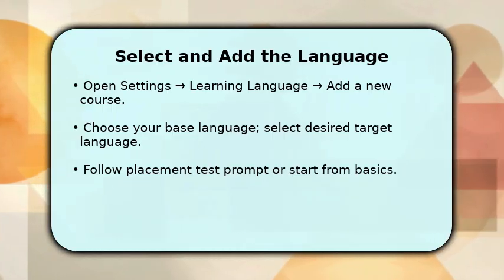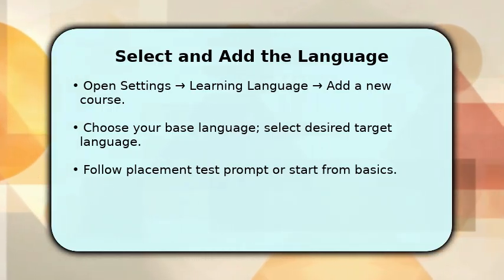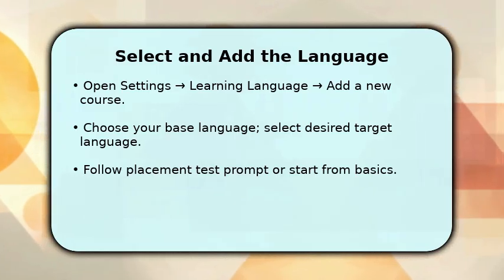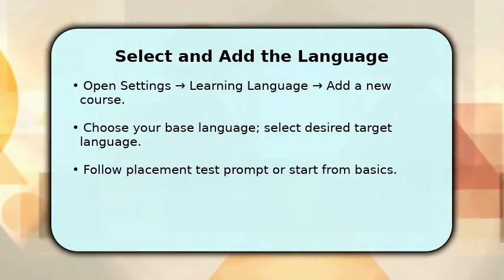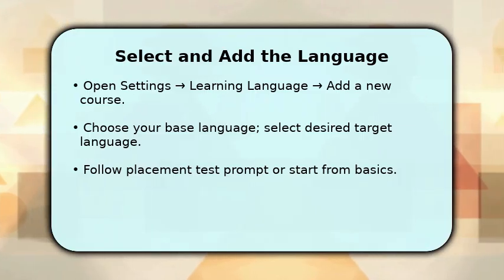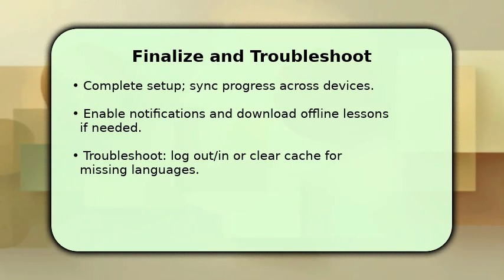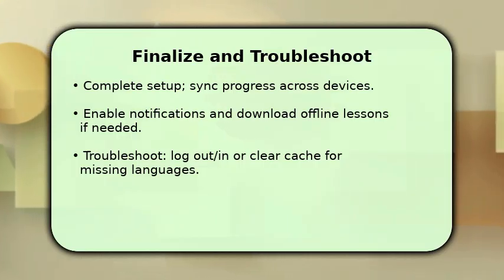Make sure you confirm any in-app purchases or subscriptions if you need premium features to unlock full course content before proceeding. Finish by syncing the new course across your devices, open the language from your profile, and start the first lesson to verify everything works. If you want offline access, download lessons and enable notifications for streak maintenance.